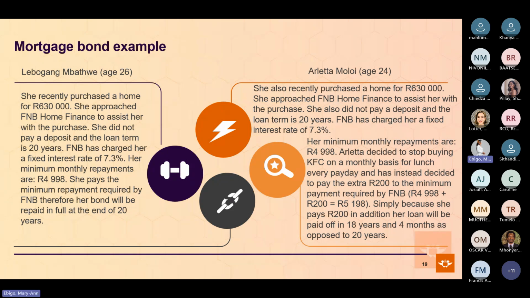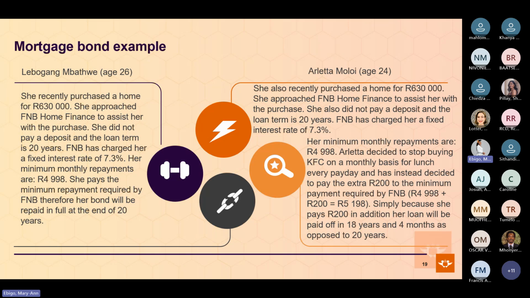So that's going to speak to this example that I'm going to talk about. This mortgage bond example has two scenarios. We have Lebogang on the left, who recently purchased a home for 630,000 Rand. She approached FNB Home Finance to assist her with the purchase. She did not pay a deposit and the loan term is 20 years. FNB has charged her a fixed interest rate of 7.3%. Her minimum monthly repayments are 4,998.